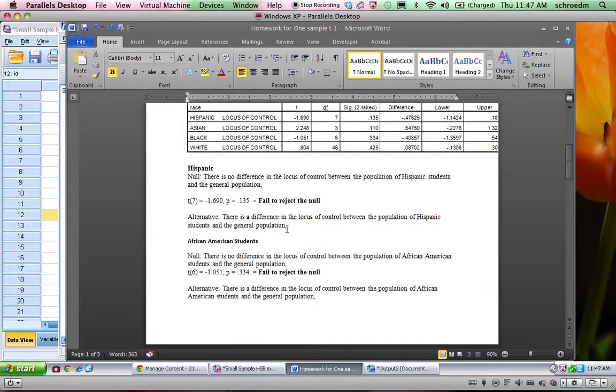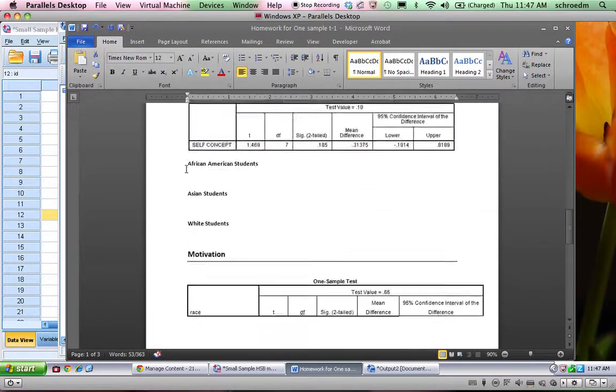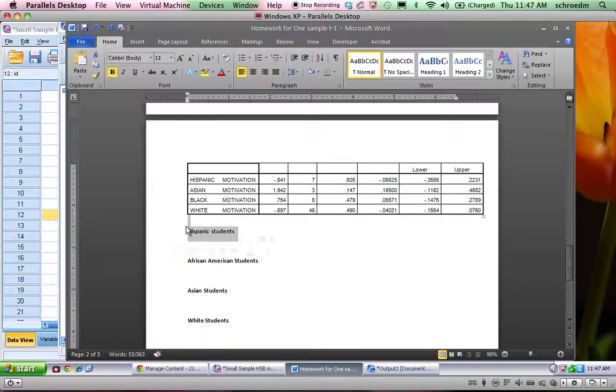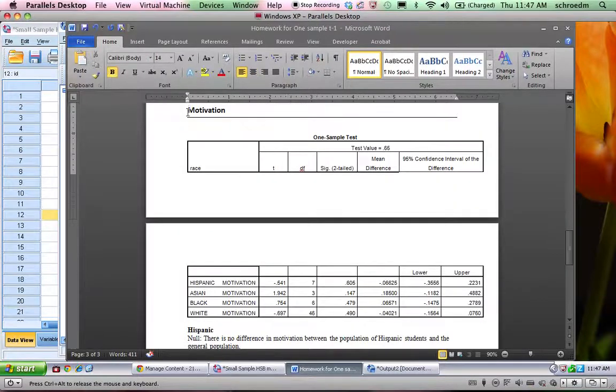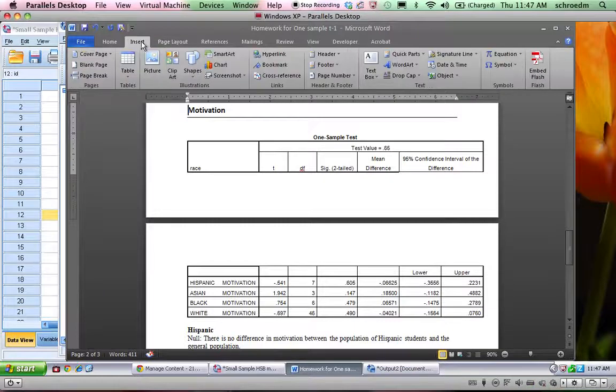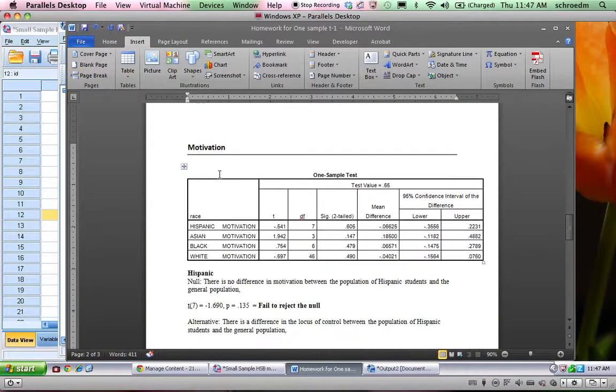Now, as far as the Hispanic students again, my null general form is the same, only now I'm talking about motivation. There is no difference in motivation between the population of Hispanic students and the general population. Now if I look at my t-stat right here, I'm going to just put a page break in here so it all stays on one page.